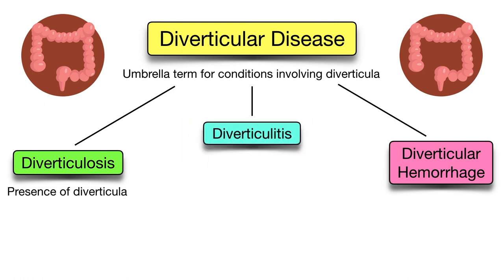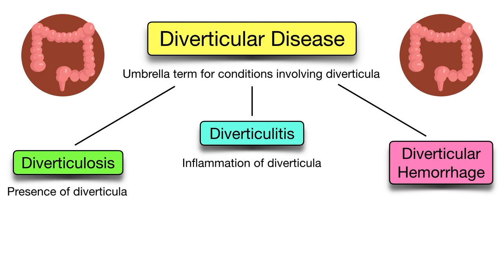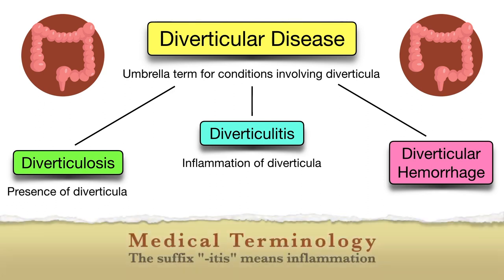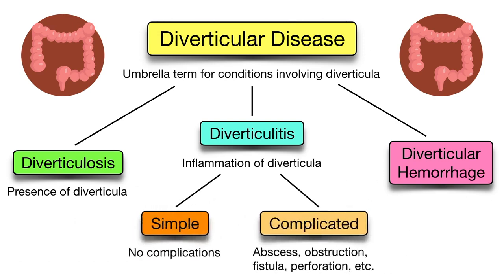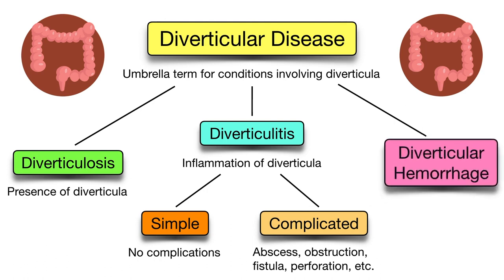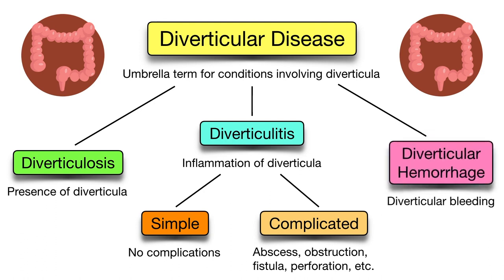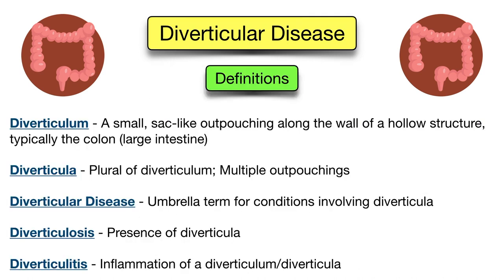Moving on to diverticulitis, this is inflammation of a diverticulum. Remember from our medical terminology video that itis means inflammation. Diverticulitis can be categorized into uncomplicated or simple versus complicated based on the presence or absence of complications. Finally, we have diverticular bleeding or hemorrhage, which is when a diverticulum bleeds. We're going to walk through each of these conditions in this video. But first, here's a quick summary of the definitions we just went over. Make sure you save this for later and hit pause to review them.